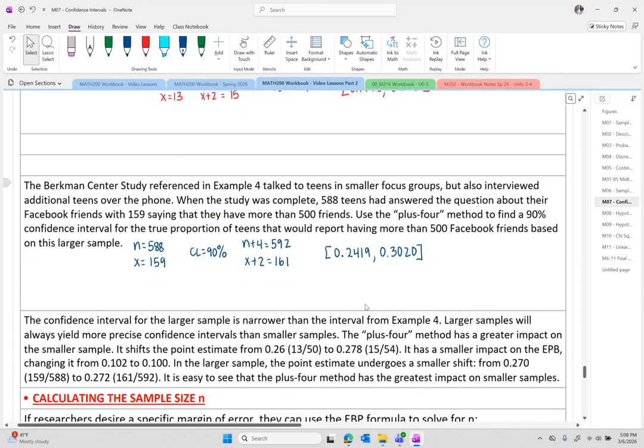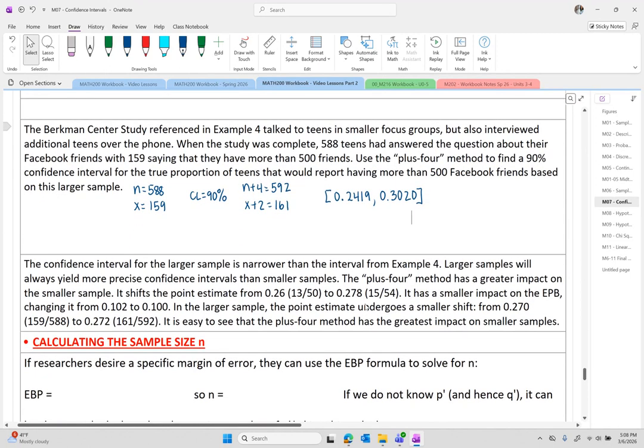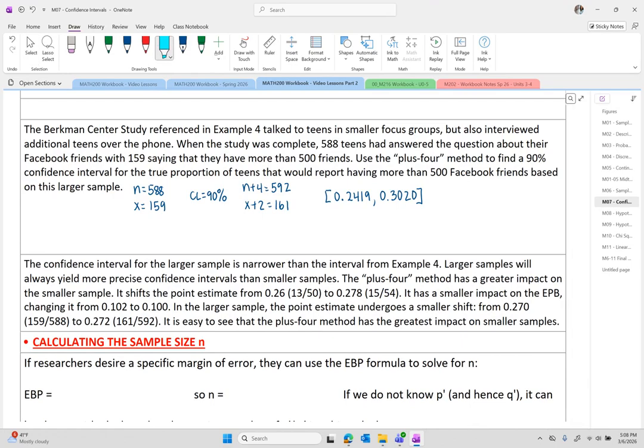So if you noticed here, the interval became narrower. The confidence interval for the larger sample is narrower than the interval for the smaller sample. Larger samples will always yield more precise confidence intervals than smaller samples. It was also true for the population mean.